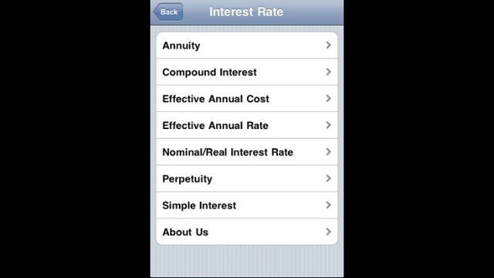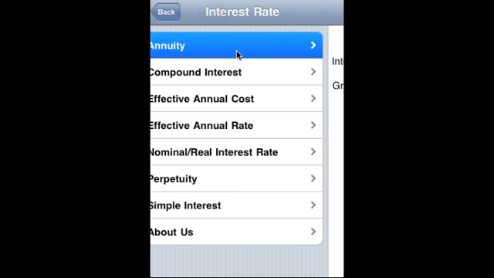The Interest Rate Professional iPhone, iPad, and iTouch application covers annuity, compound interest, effective annual cost, effective annual rate, nominal and real interest rate, perpetuity, and simple interest. Let's take a look at annuity.